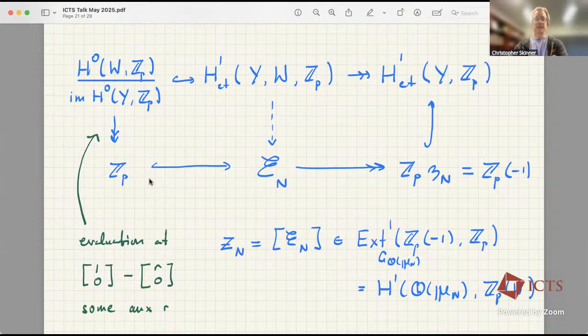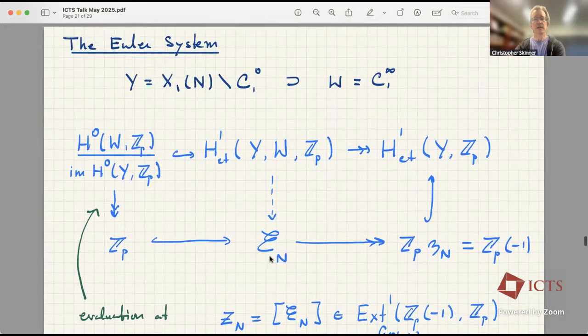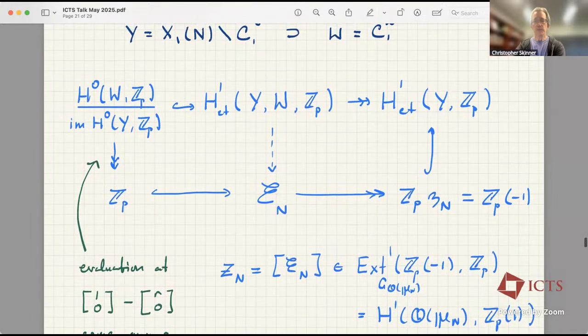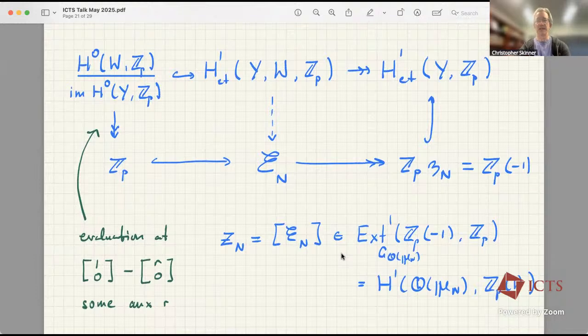And so now this gives me an extension of modules which have Galois actions. They have a G_Q, mu_n action, and they're Z_p modules. So it gives me an extension, E_n, and I can take the class of this extension in cohomology, and I'll call that Z of n, and that's my candidate for an Euler system, or the collection of these classes is my candidate for an Euler system.